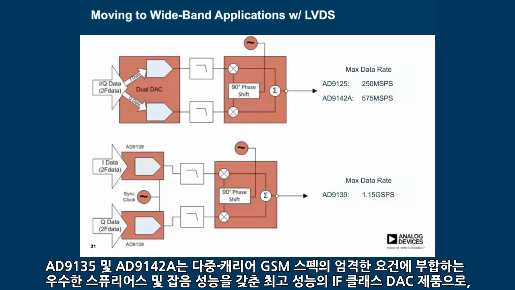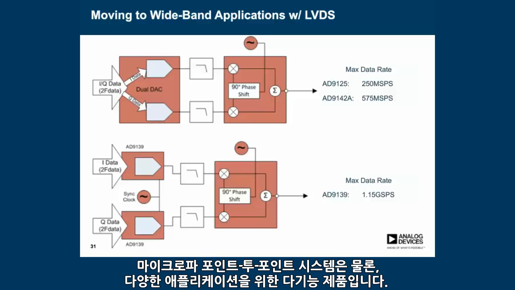The AD9135 and AD9142A are some of the highest performing IF class DACs available, with superior spurious and noise performance that meet the strict requirements of the multi-carrier GSM spec, and are versatile products for a variety of applications outside of the microwave point-to-point systems as well.